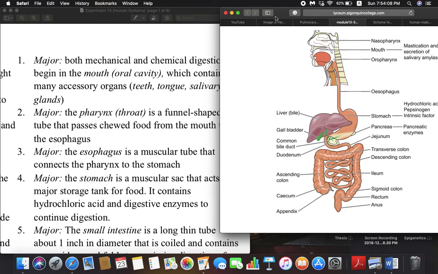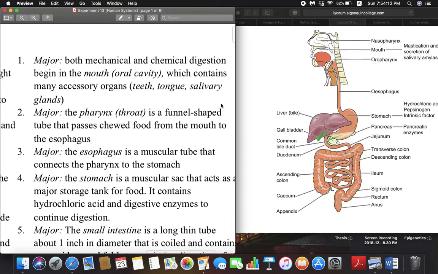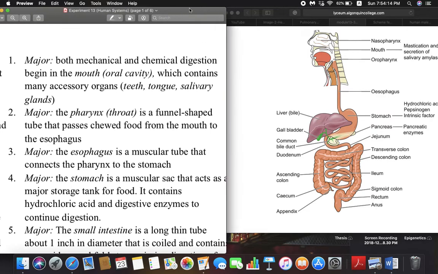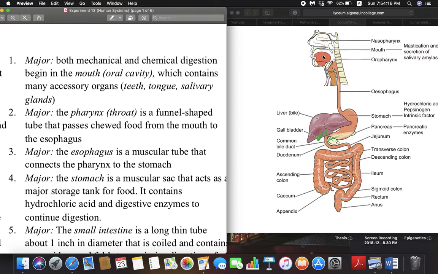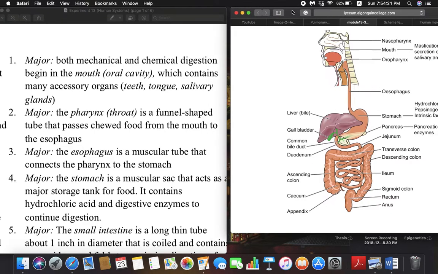Inside the oral cavity, both mechanical and chemical digestion takes place. How does mechanical digestion take place in the mouth? Through the teeth. The teeth in our mouth chew the food, and this is initiation of mechanical digestion. We also have chemical digestion beginning in the mouth, and food is chemically digested in the mouth through the enzymes that are present in our saliva, which is mainly in the form of amylase. So this is how mechanical and chemical digestion begin in the mouth or oral cavity.